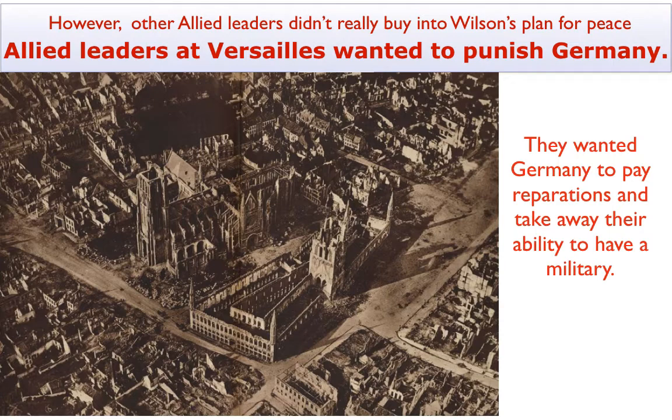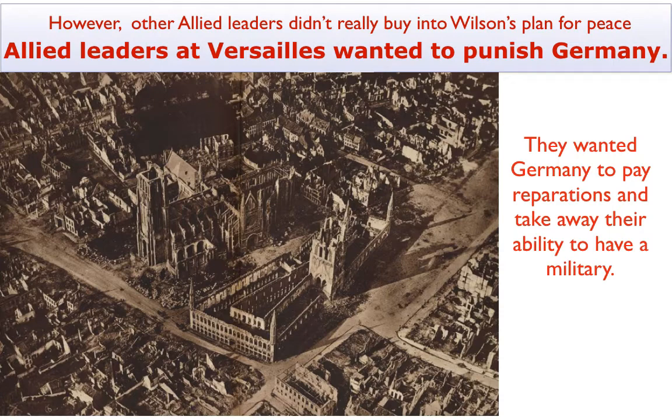So if we look at this, Wilson had his 14 points. And it was kind of easy because Wilson wanted to take it easy on Germany. He wanted to build friendships with Germany, because he thought, friends don't go to war with each other.